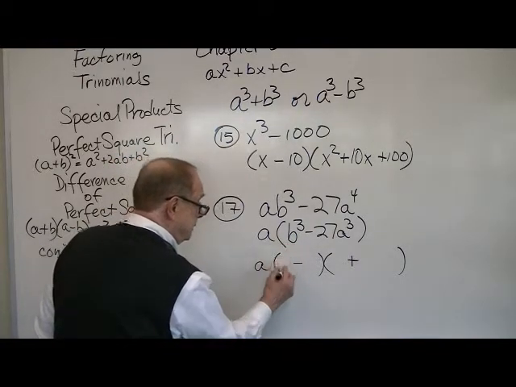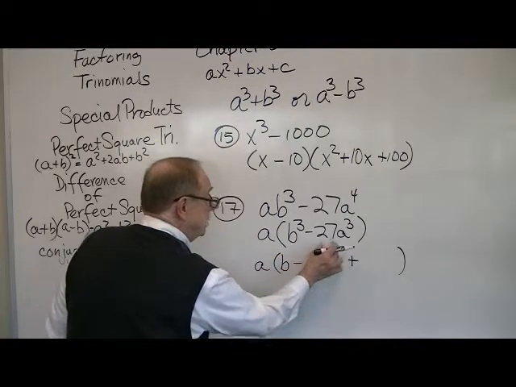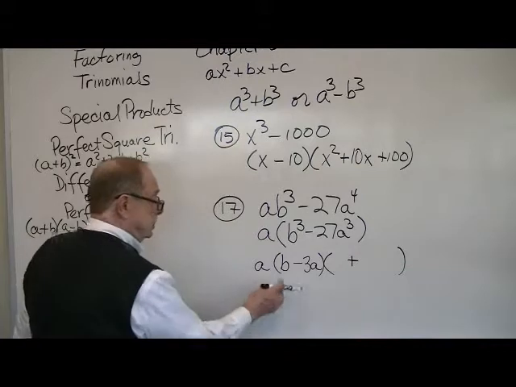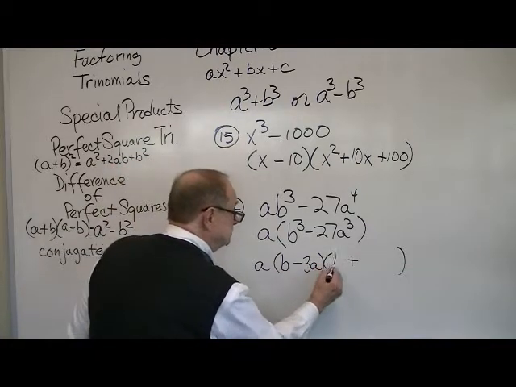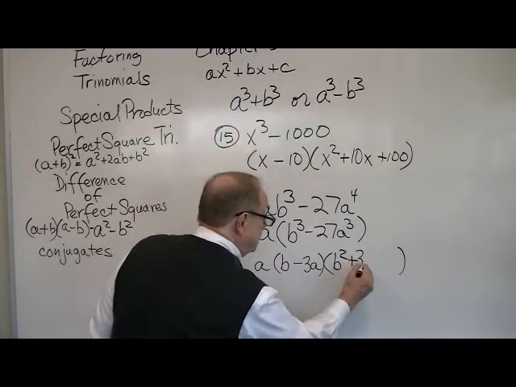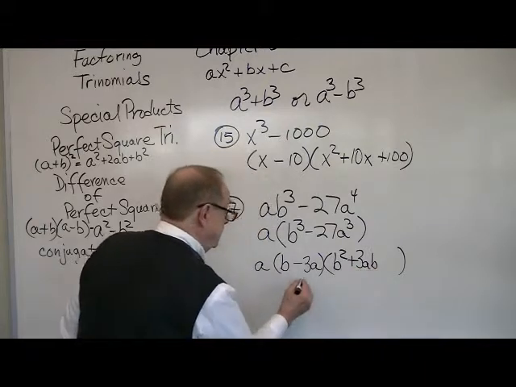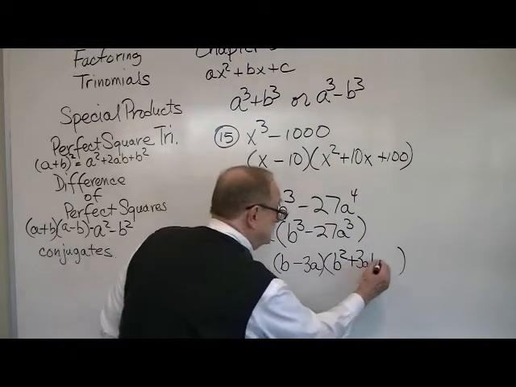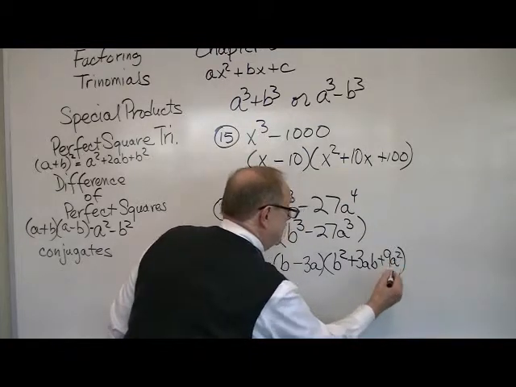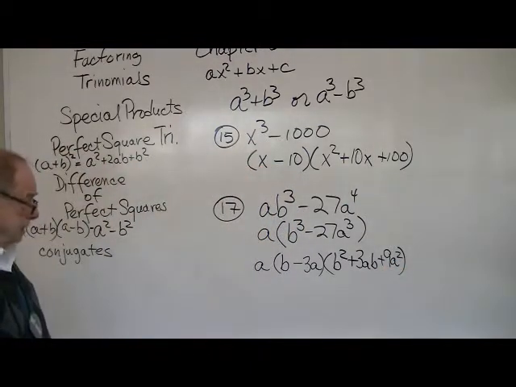Take the cube root of this, cube root of that. Now square this term, multiply these, disregard the sign, and that gives you 3ab. Square the last term, and there we have it.